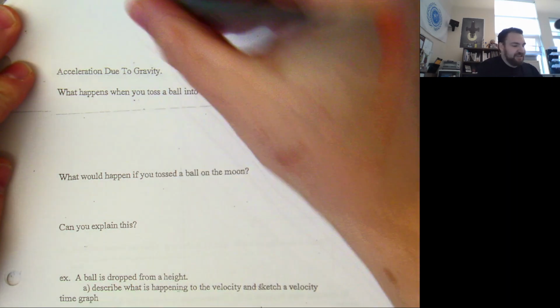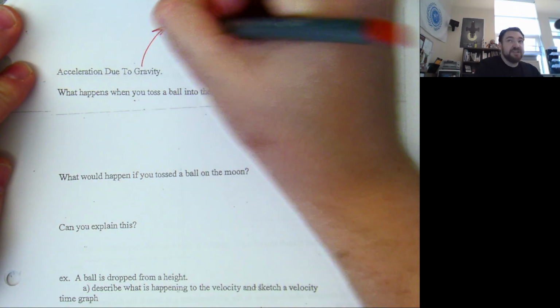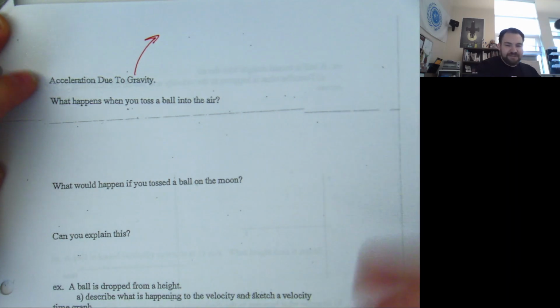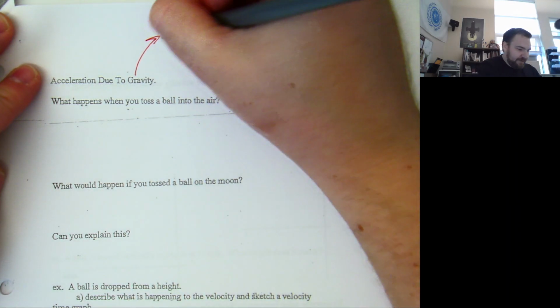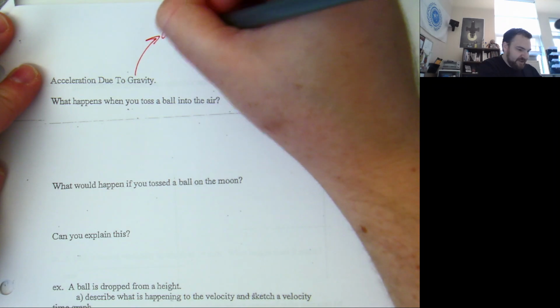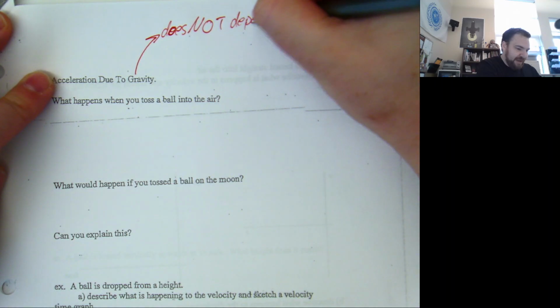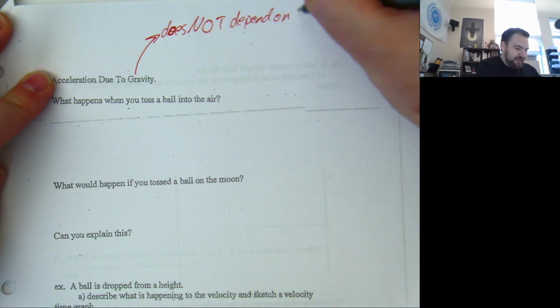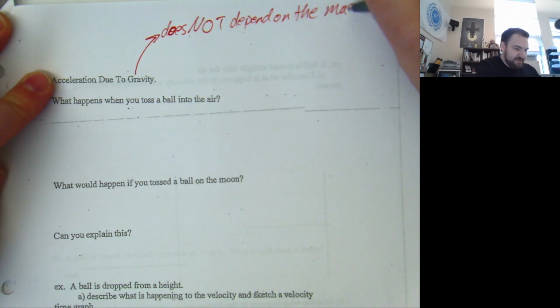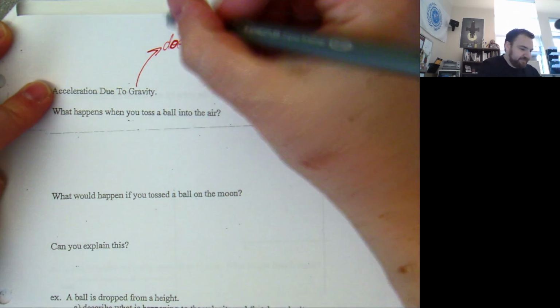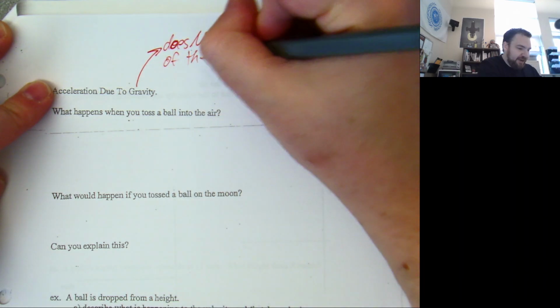Acceleration due to gravity. Acceleration due to gravity, this value whatever it is, does not depend on the mass of the falling object.